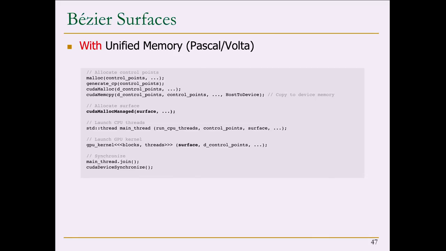And actually, programming is much more simple. We don't have to double allocate. We don't have to care about data transfers. And in the end, we will have actually CPU and GPU working exactly on the same surface that has been allocated only once. It's this surface that you see in this code.